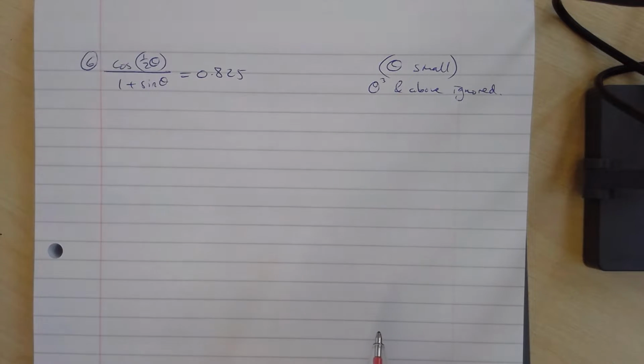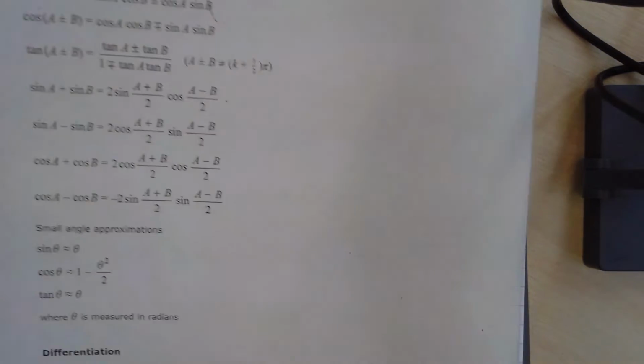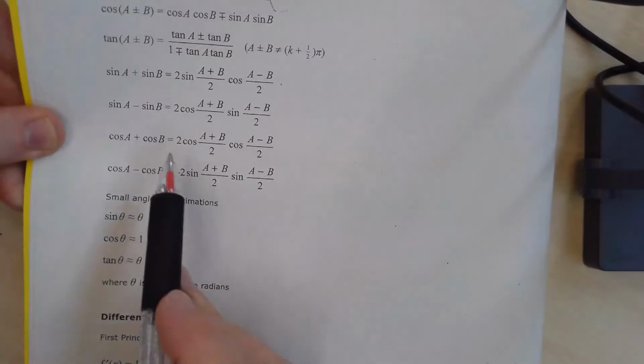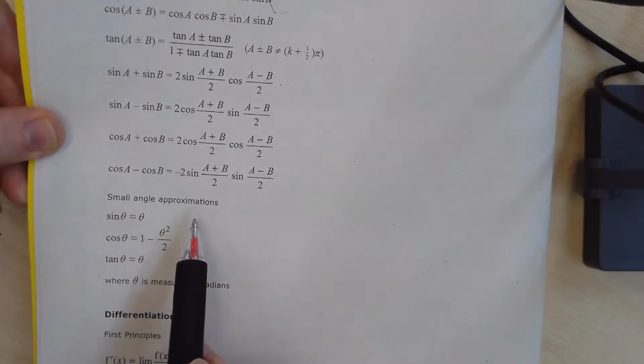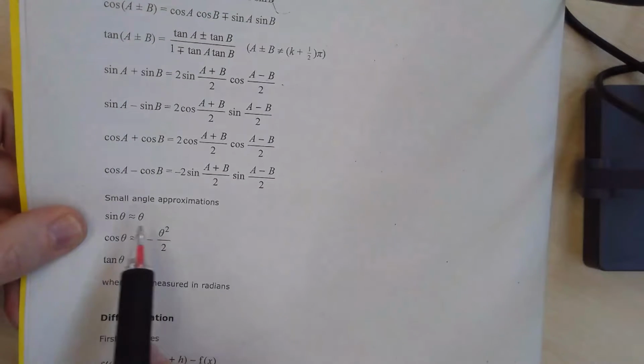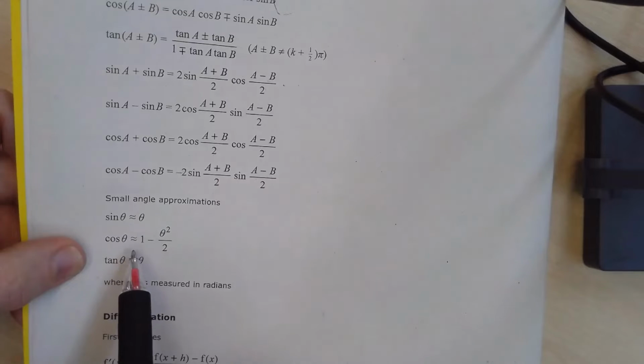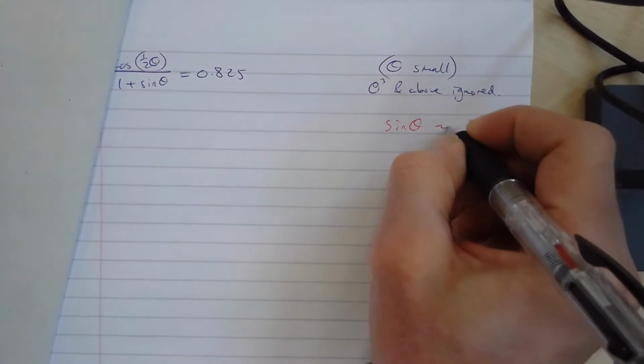Okay, question 6, and another small angle approximations question here. Go to your formula booklet then, under the trig identities section, down towards the bottom we've got small angle approximations, and the two relevant ones in this case are sine theta is approximately equal to theta, and cos theta approximately equal to 1 minus theta squared over 2.